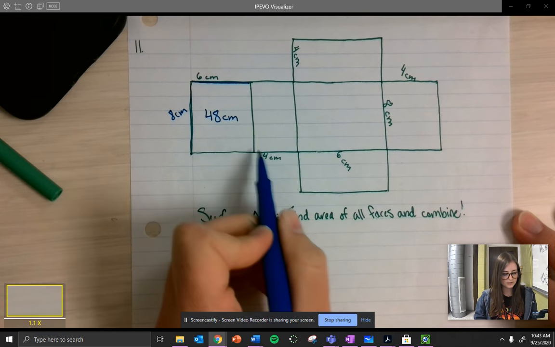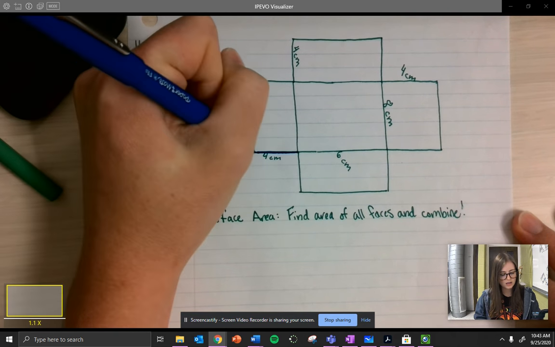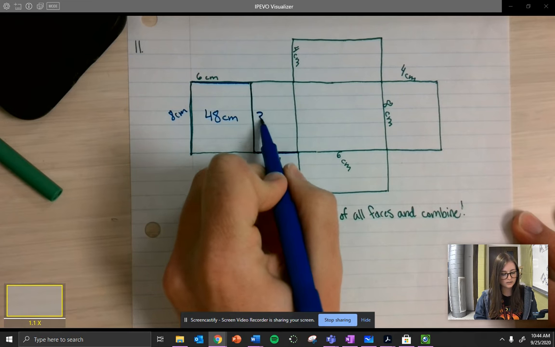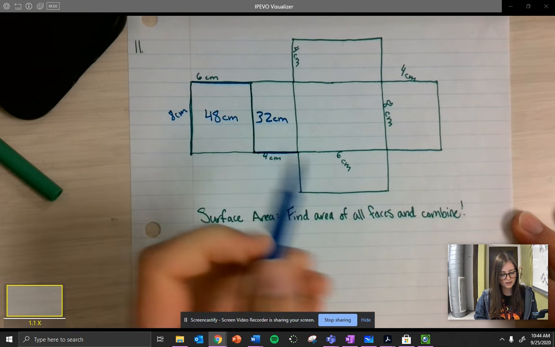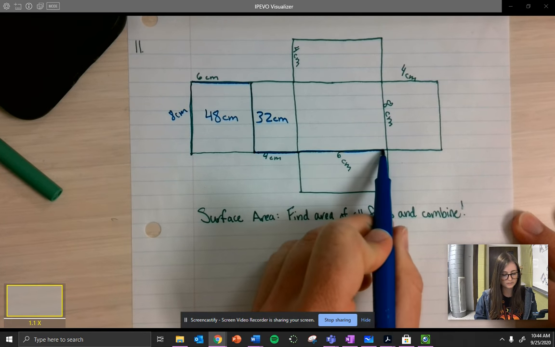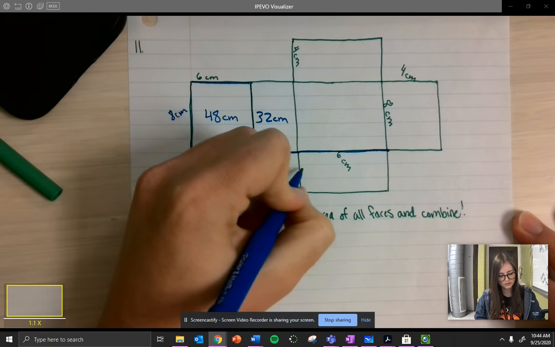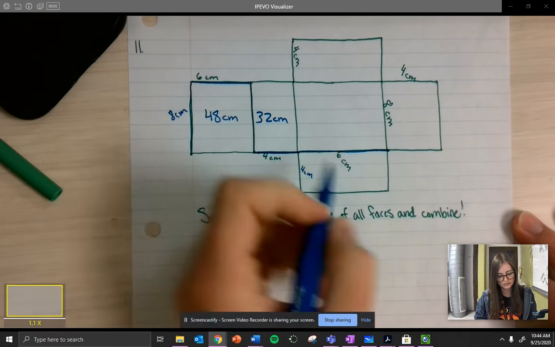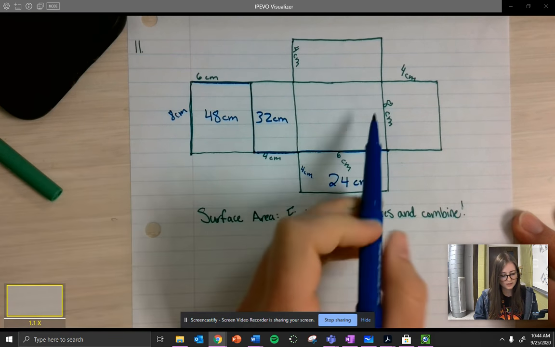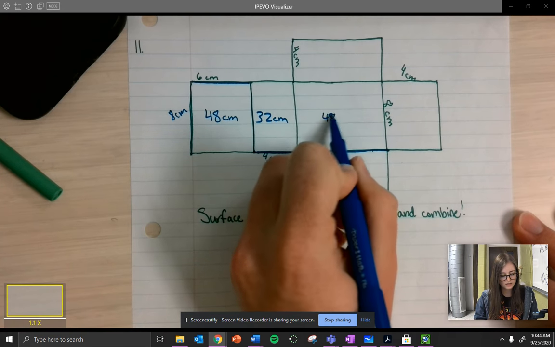The next face that I'm seeing is we have a length here of 4 centimeters and of 8 centimeters here, and 4 times 8 is 32. Then I see another face here with a width of 6 centimeters and a length. If we match these two, this is 4 here, so this must also be 4 centimeters, and 6 times 4 is 24 square centimeters. Then this big one here is 8 times 6, which is 48 square centimeters.